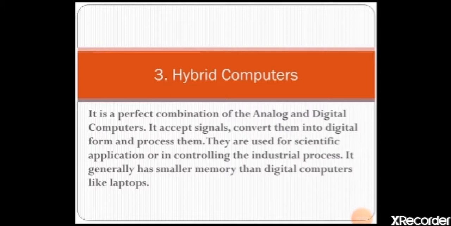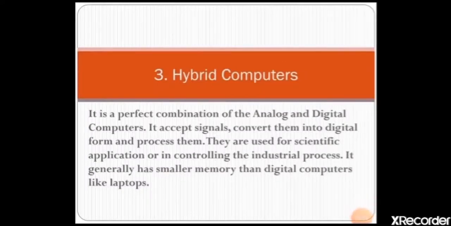Hybrid computer is a perfect combination of analog and digital. It accepts analog signals, converts them into digital form and then processes them. They are used for scientific applications or in controlling industrial processes. It generally has smaller memory than purely digital computers like laptops.